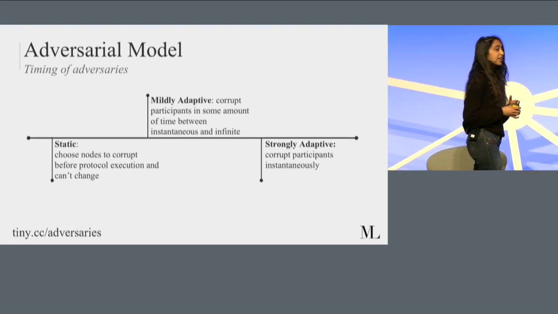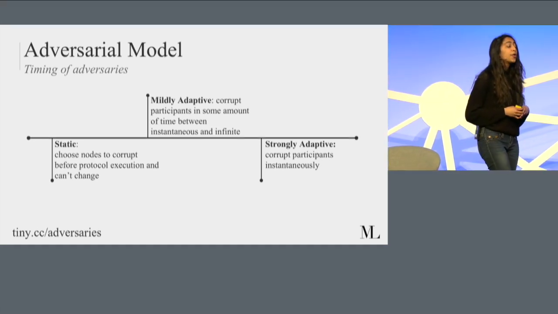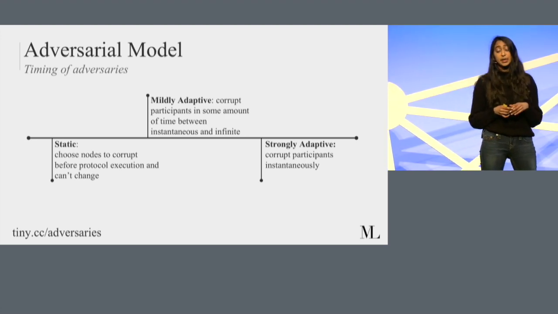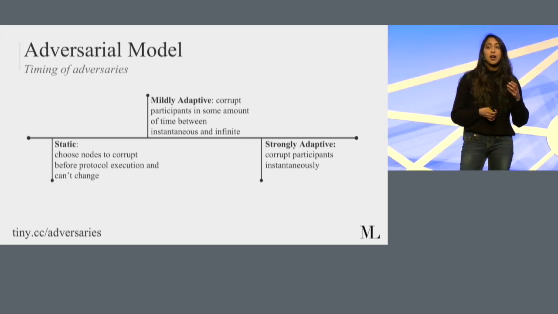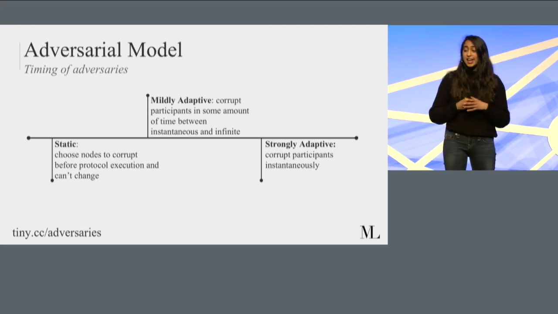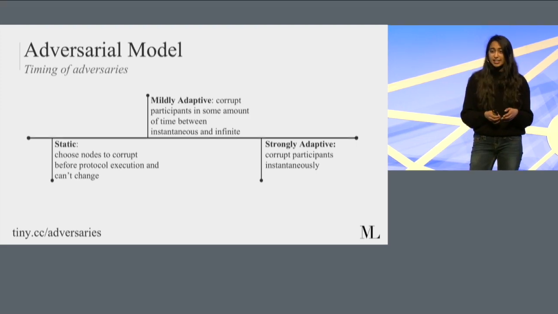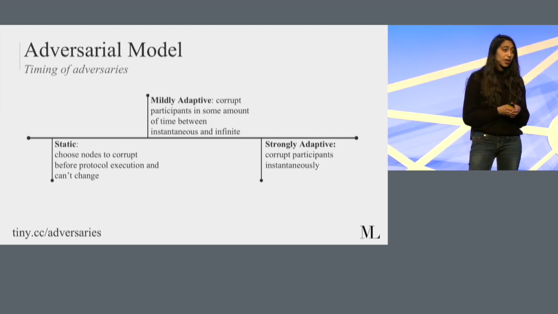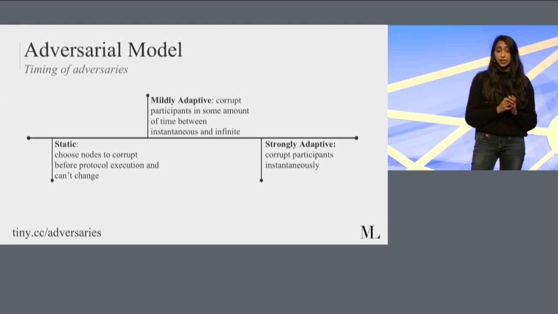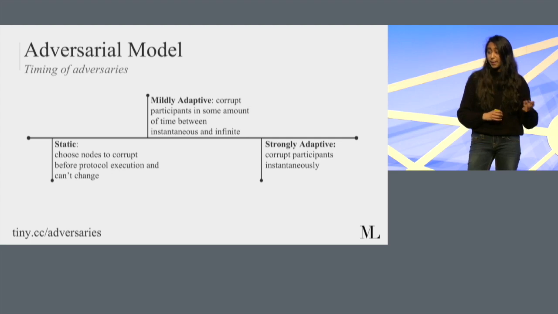So along with the different kinds of adversaries, it's important for us to consider the timing of these adversaries. So how long does it take an adversary to actually corrupt these nodes? There are 3 different types of timing models that we'll discuss today. So the first is the static model. And this is when the adversarial node will say, OK, this is the set of nodes I want to corrupt, and I've delineated that ahead of time. And now they can't change once the protocol starts executing.